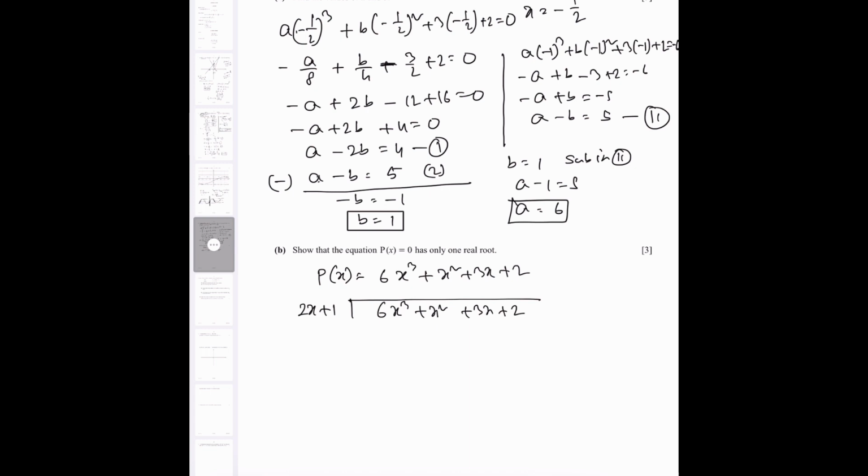So let me write here 6x cubed. If I multiply 2x by 3x square, we have 6x cubed plus 3x square into 1, 3x square. Now let us subtract. So this becomes 2x square plus 3x. 2x, if it is multiplied by x, it will be minus 2x square, then minus x multiplied by plus 1, so this is minus x. Now it is 4x plus 2.